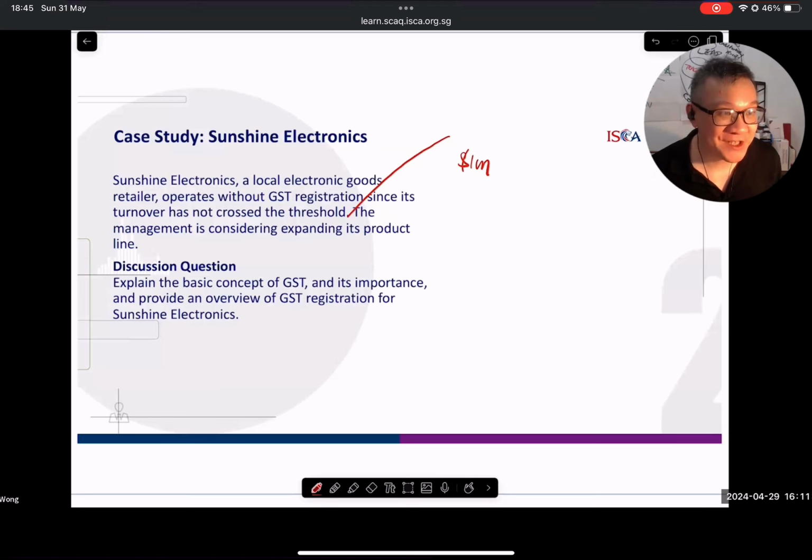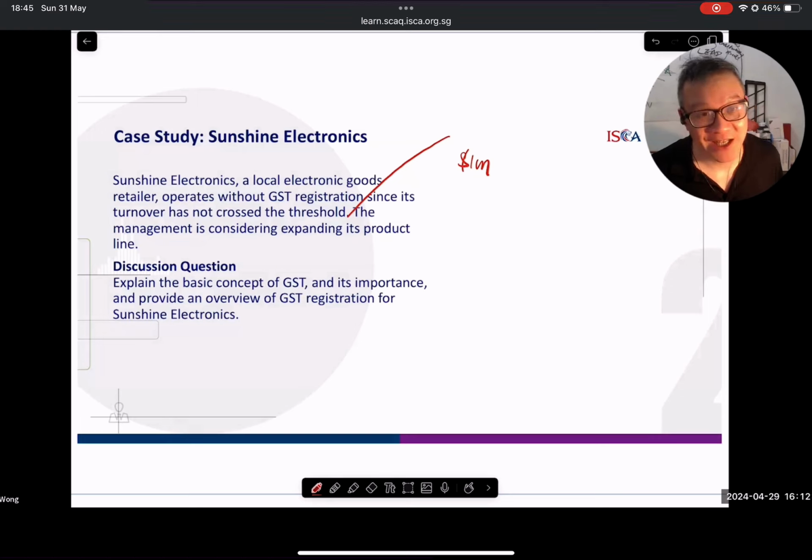The management is considering expanding its product line. As I said, the business is not yet registered for GST, but the management is thinking of expanding the product line, which means you can expect the business will increase its revenue. So what we are asked to look at is the basic concept of GST, why it is important, and to provide Sunshine Electronics an overview of the GST registration.